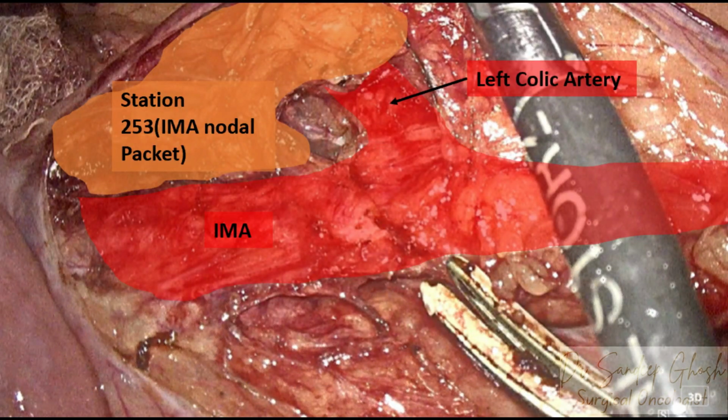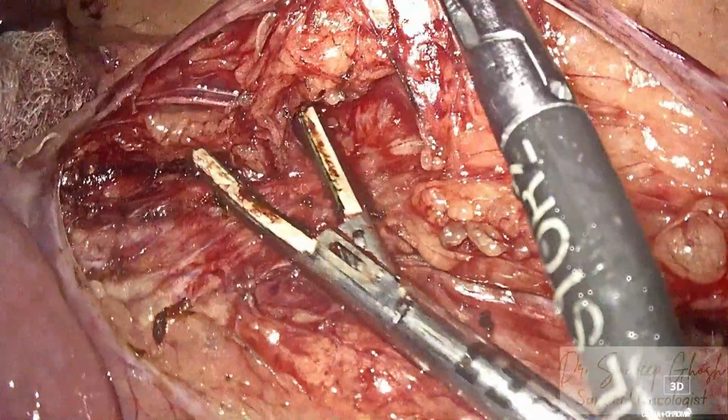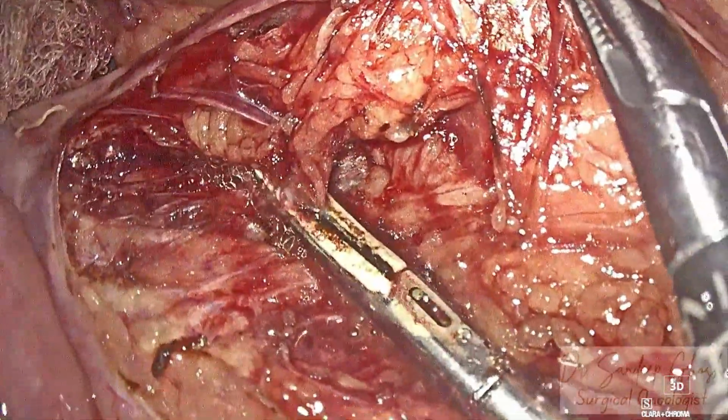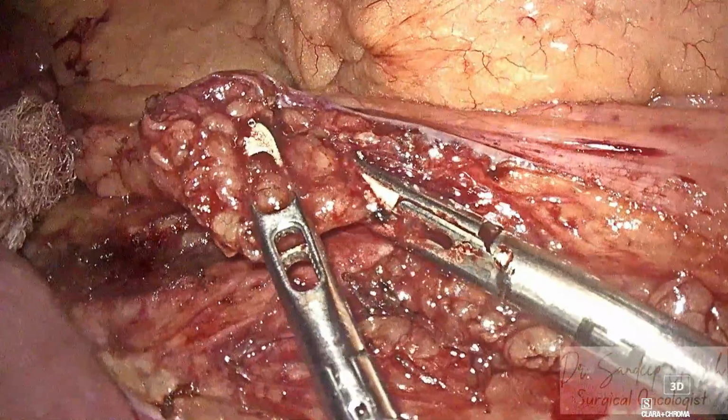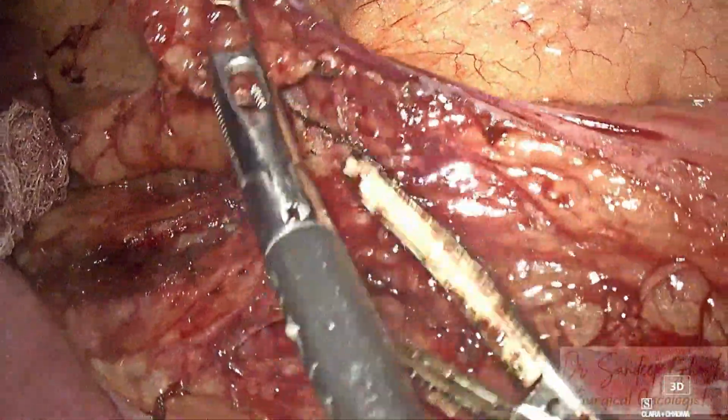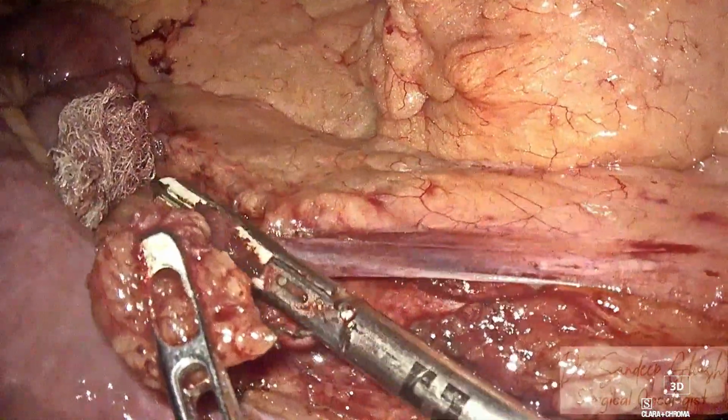That's the station 253 IMA lymph nodal packet. It's a small template with a huge clinical impact. Now we are starting the clearance of the IMA node, and that is the IMA packet being completely cleared off.